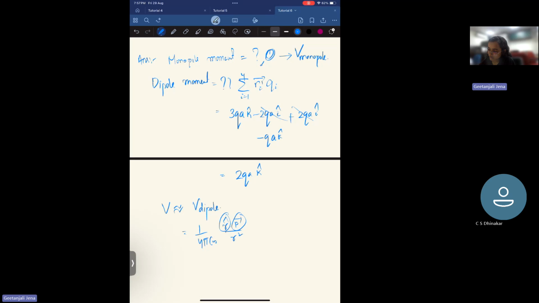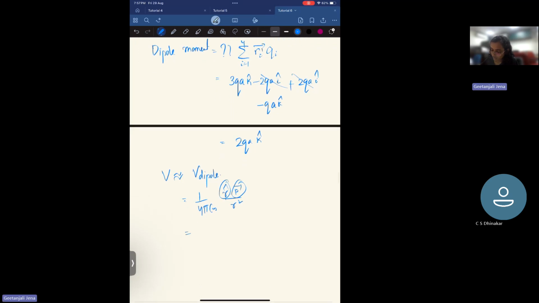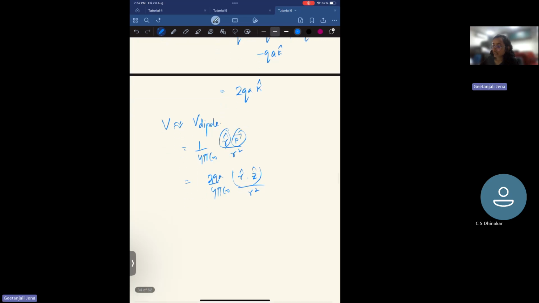And this will be 1 by 4 pi epsilon naught r cube z cube by r square to q. Okay. R cube and z cube, you can write it as cos theta.